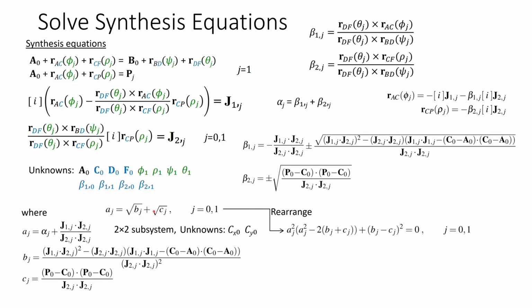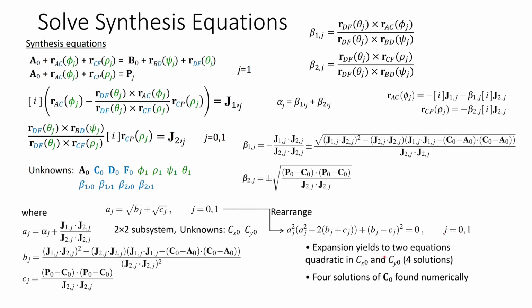We could eliminate the radicals in this expression and transform this into a polynomial equation. This polynomial system here, considering j equals 0, 1, is quadratic in terms of its unknowns, Cx0 and Cy0, meaning that there's four solutions of the pivot C0, which are all found numerically. Upon finding these four solutions, we back substitute into our beta expressions.